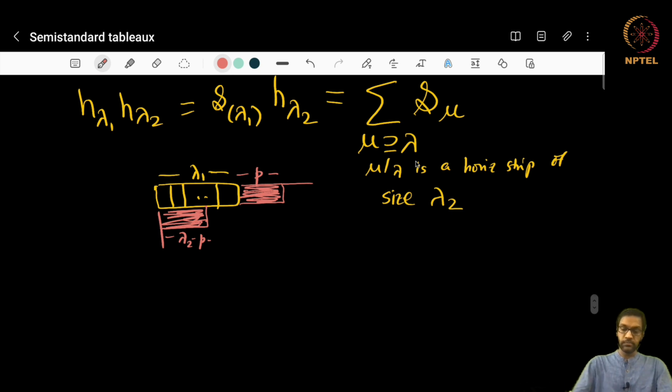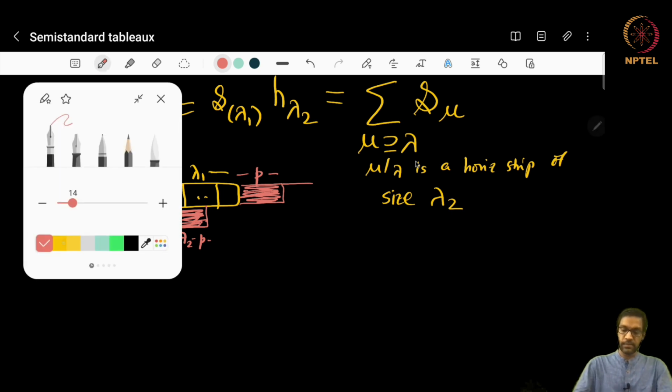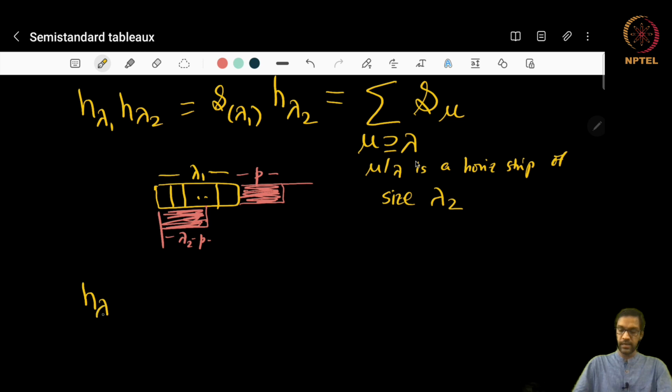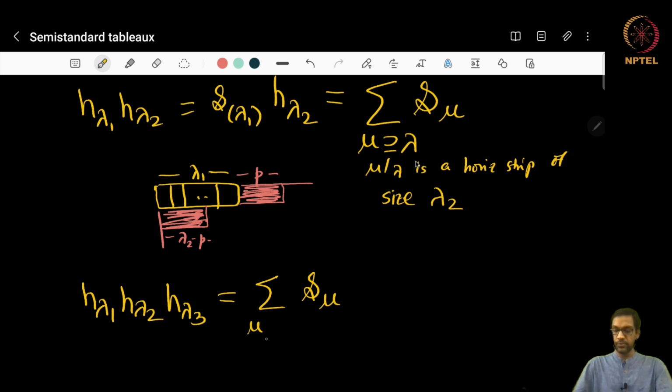Okay, now I keep going. So that's where the iteration happens. So now I look at, okay, h lambda 1, h lambda 2. To that I multiply another complete symmetric polynomial. What will that be? Well, firstly, I already had some mu's which I got in the second step, right? These are all mu's such that mu minus lambda.